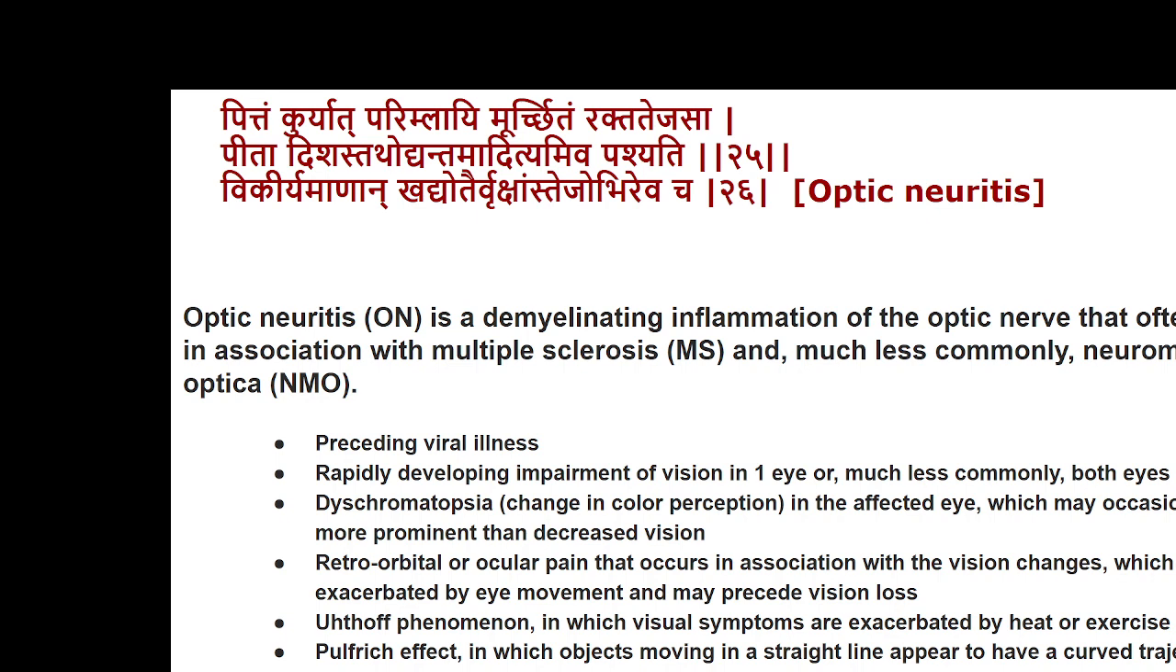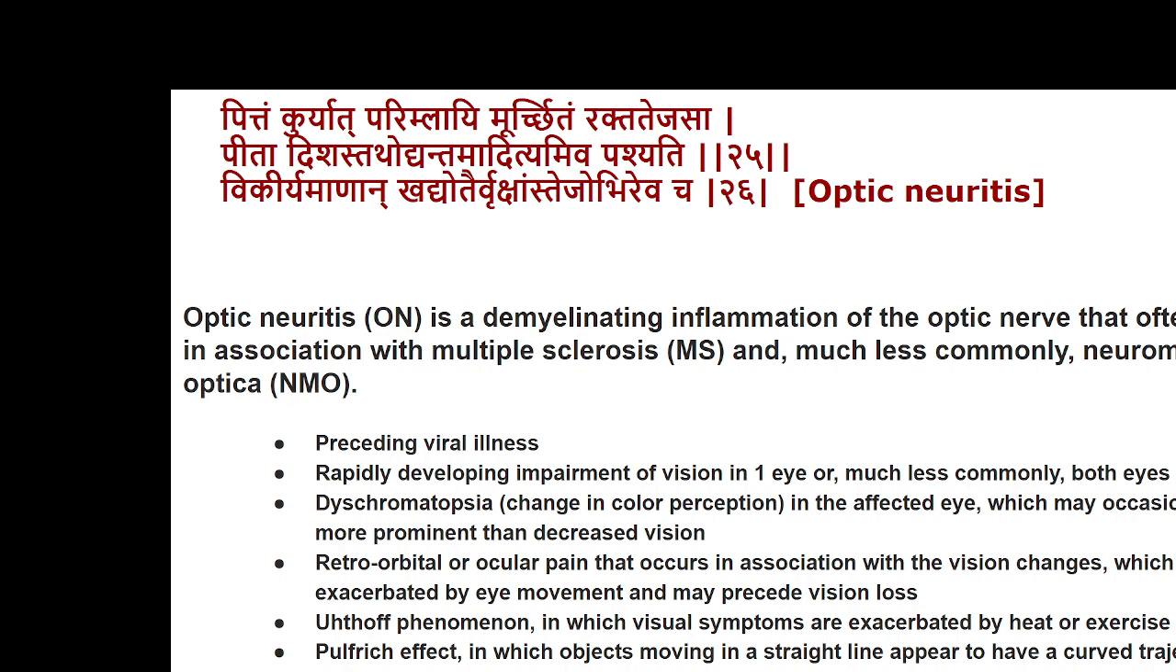And most of the times it's involving one eye; both eyes are less commonly involved. The first symptom would usually be a difference in the color perception. He will not be able to perceive the color properly in the affected eye. That's what we call dyschromatopsia. Dyschromatopsia is an improper perception of the color. It's not color blindness. And it can be more prominent than the decreased vision in many of the conditions.